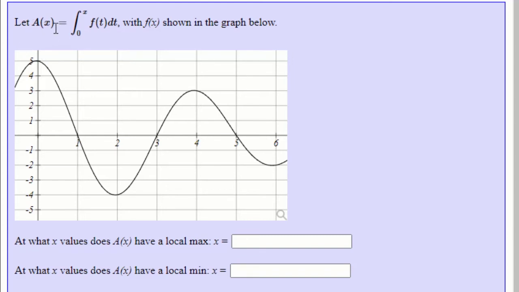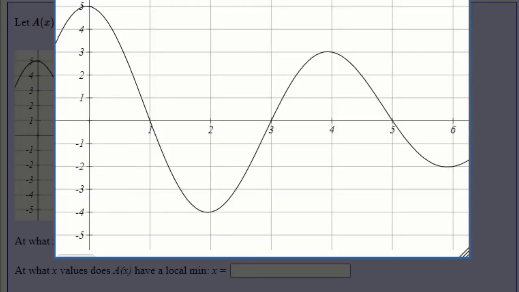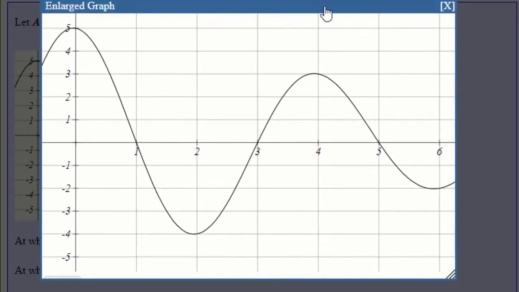A of x here is defined as an accumulating function. We have the graph given here. So this is the graph for f of t. In case anybody needs it, I can zoom in on the graph a little bit. This nice waving up and down graph right here is the graph for f of x or f of t, whatever you want to call the main variable of your function.